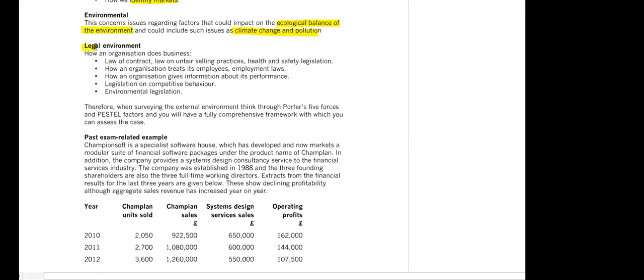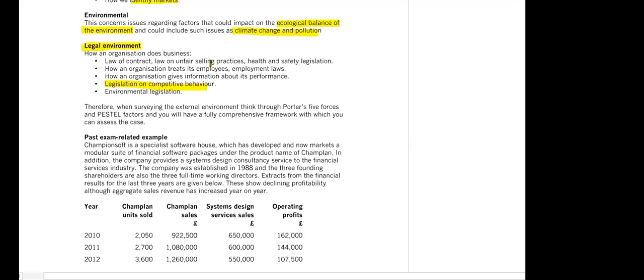Last but not least, the legal environment, the legal factors, the laws of the country in which you're operating. Now, if a minimum wage legislation comes in and you were paying your staff too low, that's going to increase your cost of doing business, for example. If there's a legislation on competitive behavior, or, for example, on advertisements, you will have to be cautious that your advertisements are compliant with the law of the land.